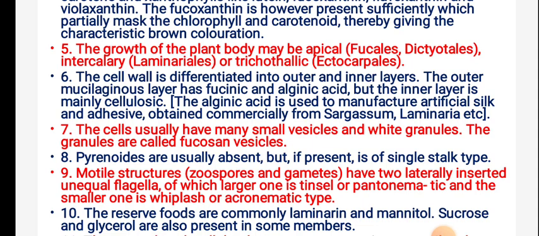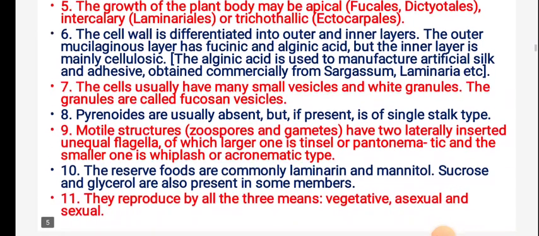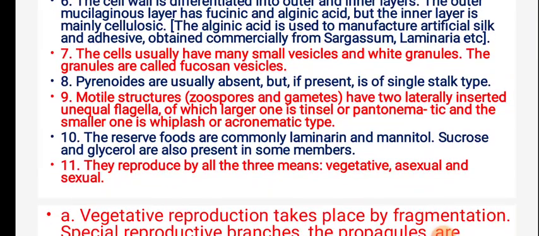This is the character of some genera, and the granules are called fucosan vesicles. Then pyrenoids are usually absent, but if present, they are of single stalk type. Then motile structures, the zoospores and gametes, have two laterally inserted unequal flagella. This is the character of Phaeophyta, of which the larger one is called the tinsel or pantonematic, and the smaller is the whiplash or acronematic type, right?